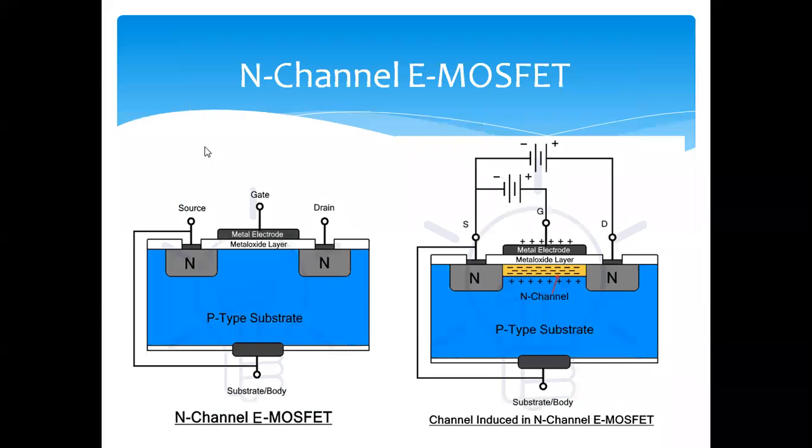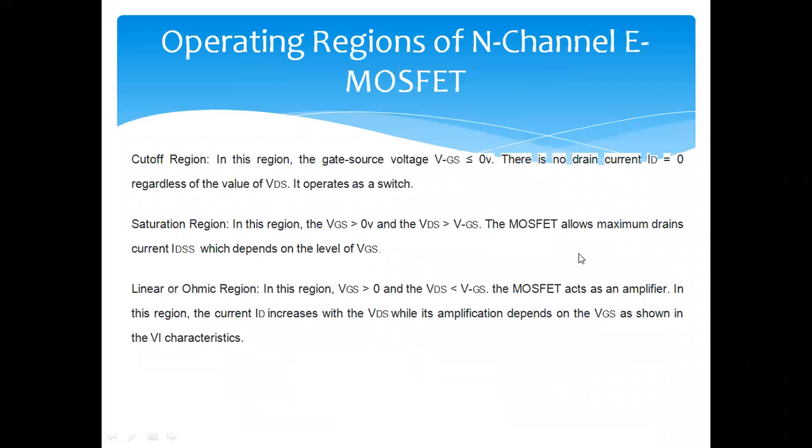Again, this is the N channel E MOSFET. E stands for enhancement type. So this is the circuit diagram here. Gate terminal we have connected with the positive as it's a N channel, so we have to apply positive voltage. N channel E MOSFET is this. That's why we have applied a positive gate terminal. Construction we have already discussed. This is the circuit diagram. Now we will talk about its region of operations.